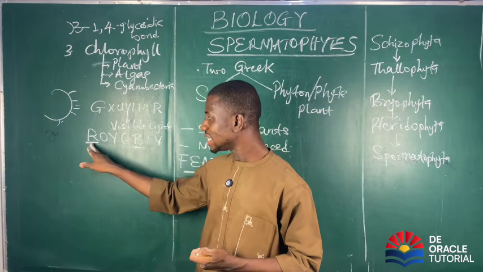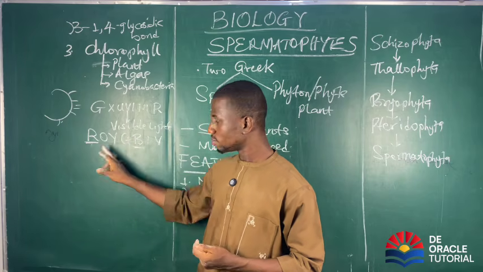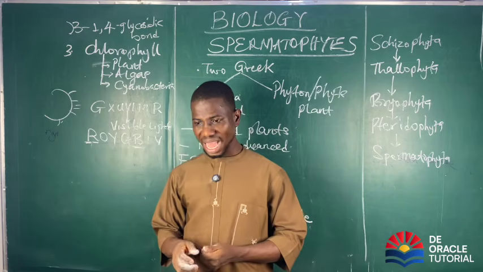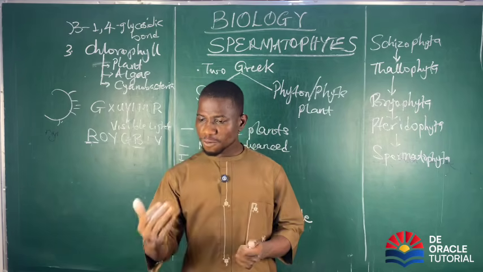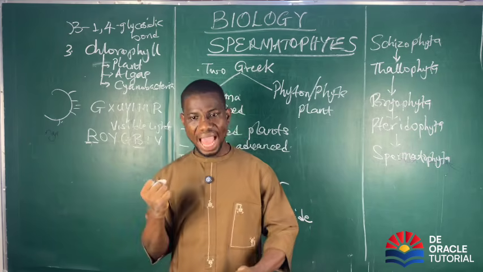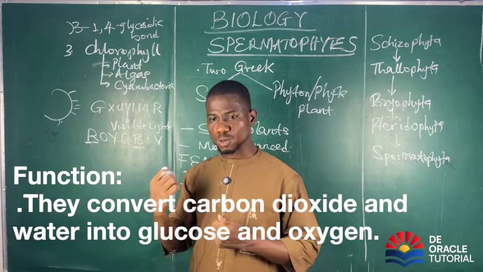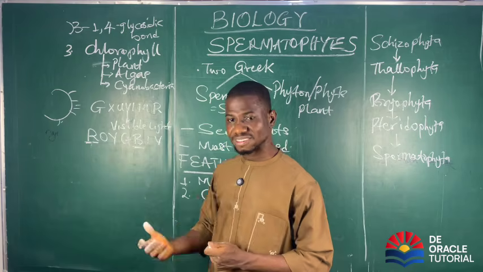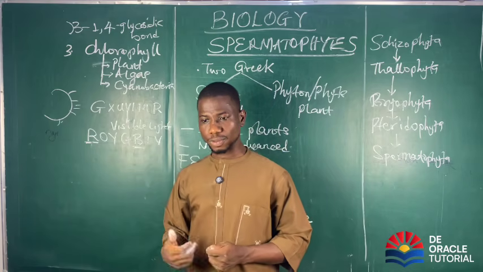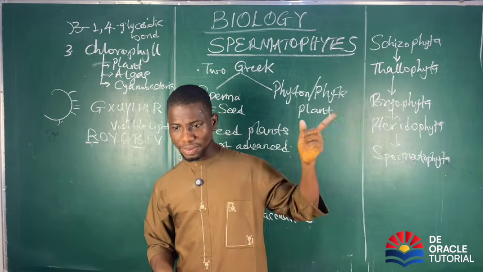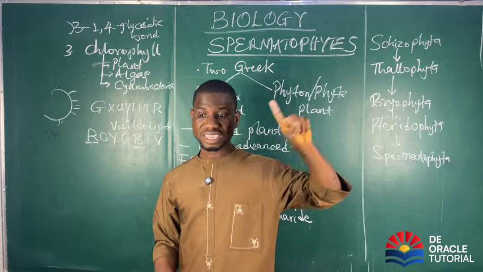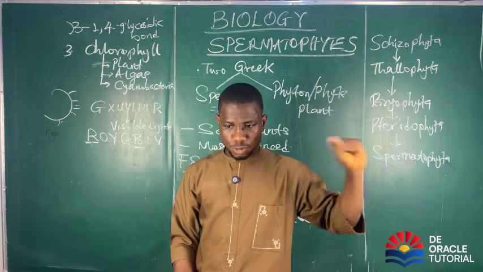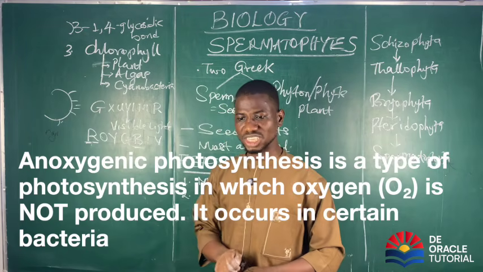It absorbs mainly the red and the blue. These two wavelengths drive photosynthesis. At the end of the process, it will convert carbon dioxide from the atmosphere and water from the soil into glucose and oxygen. That means in photosynthesis, oxygen is given out as a byproduct. But some organisms, for example some bacteria, don't give out oxygen as a byproduct. That type of photosynthesis is called anoxygenic photosynthesis.